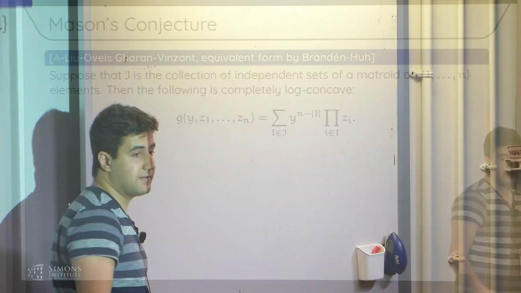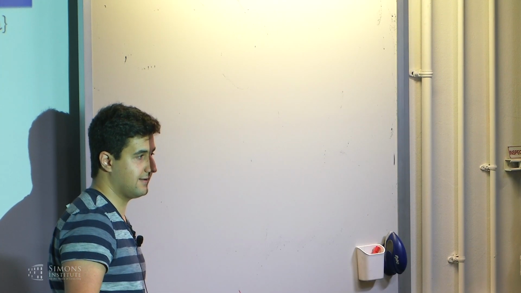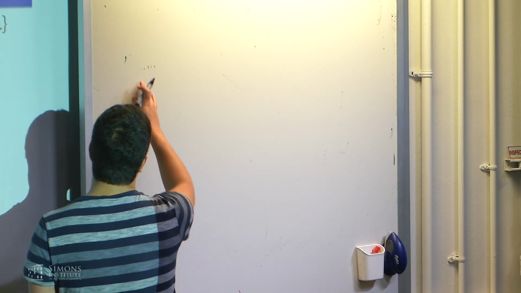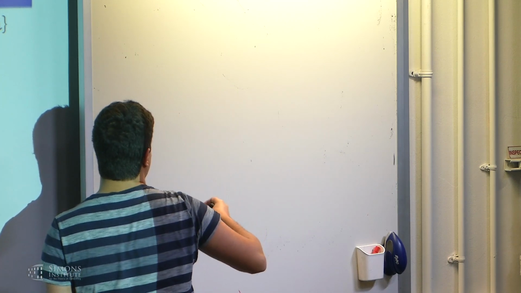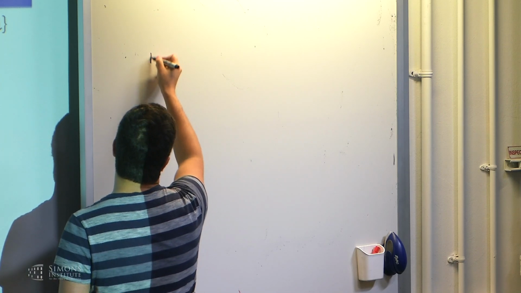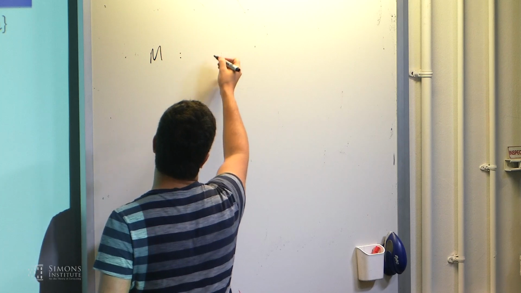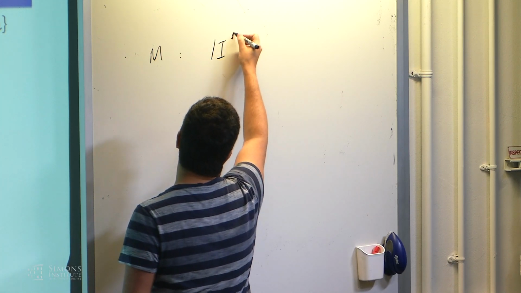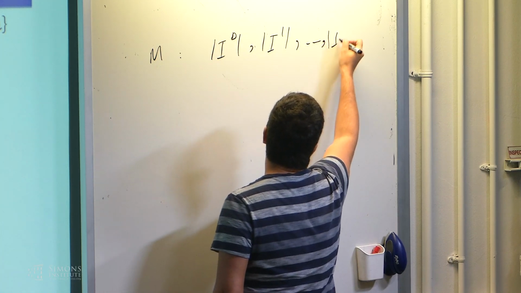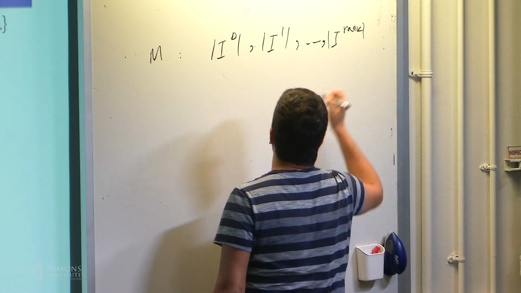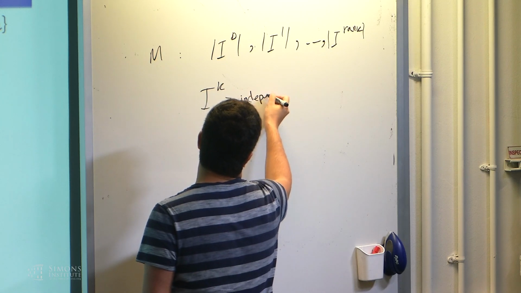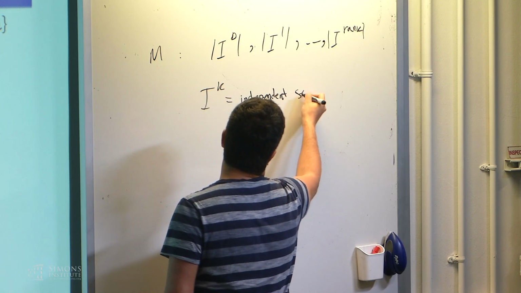So in the beginning of the talk, I talked about log-concave sequences and how they are prevalent all over combinatorics. One of the sequences that used to be conjectured to be log-concave, but now is proven to be log-concave, is when you take a matroid M and you look at the sequence I0, I1, up to I to the rank, where Ik is basically independent sets of size k.